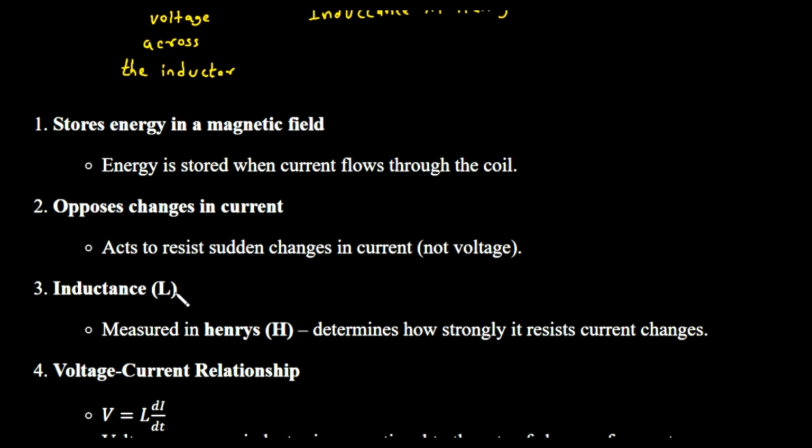3. Inductance, L. Inductance is the property that quantifies this opposition to current change. It's measured in henries, H. A higher inductance, say 10 henries, means the inductor will resist changes in current much more strongly than an inductor with a lower value, like 10 microhenries.